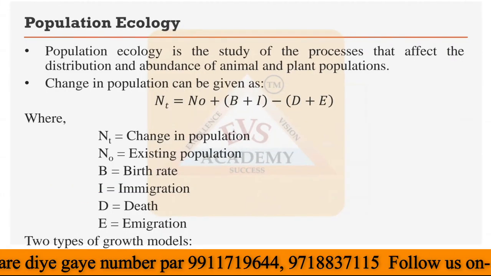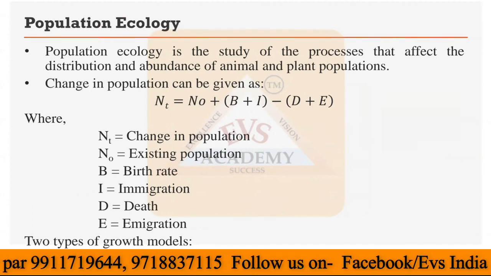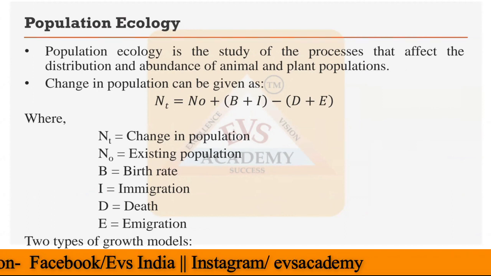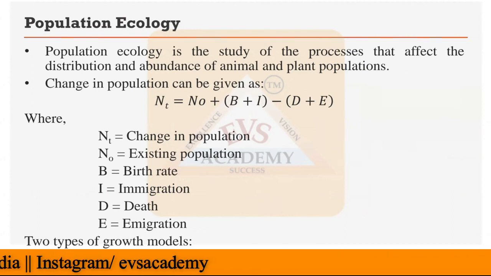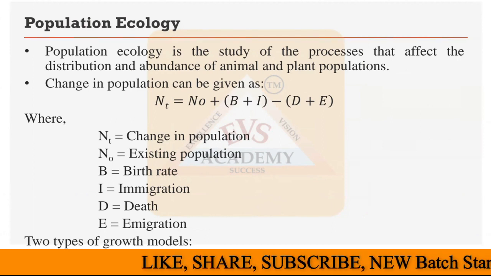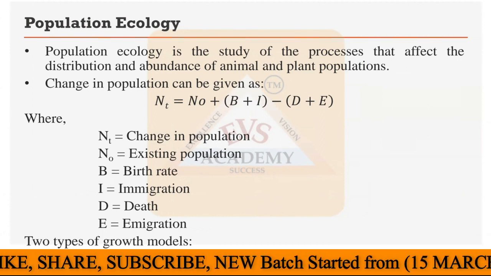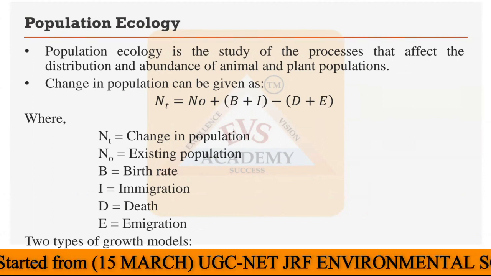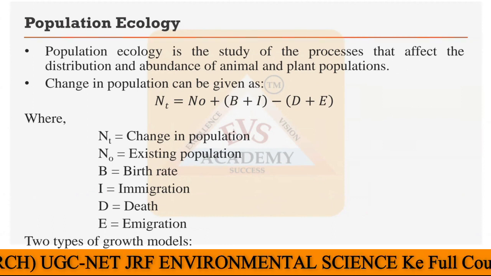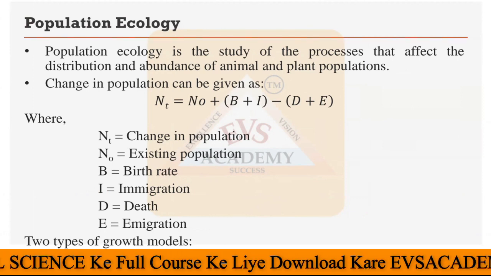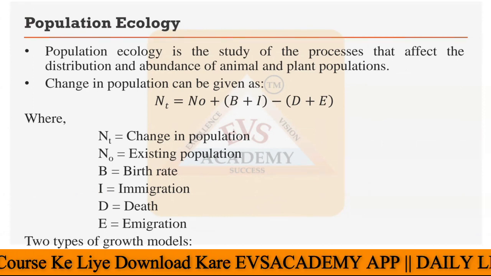The next thing in population ecology that we have to study is population ecology itself. Population ecology is the study of the processes that affect the distribution and abundance of animal and plant populations. So how can you see the change in the plant population, or maybe the human population, maybe any organism's population, in a given time? To see that, there is a formula that you can see here. This will tell you the change in population number in a particular time period.